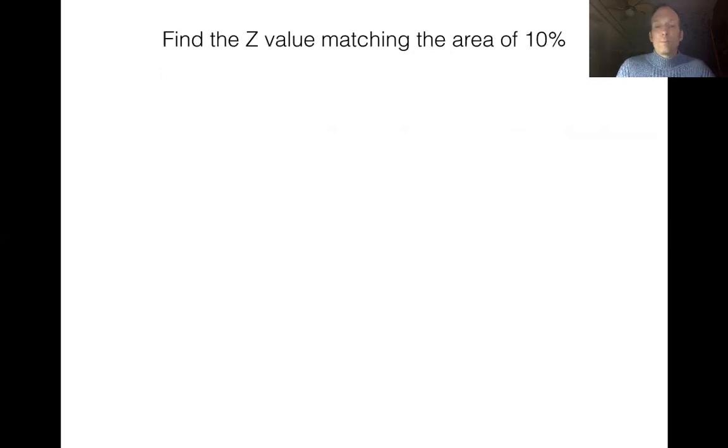Let's do a few more. This time I'm going to look for the Z value matching area of 10%. And notice that this time the probability is with a percentage. And that's to help us getting practiced at converting back and forth, because we're going to have to do a lot of that. The area percent as a decimal would be 0.1000.